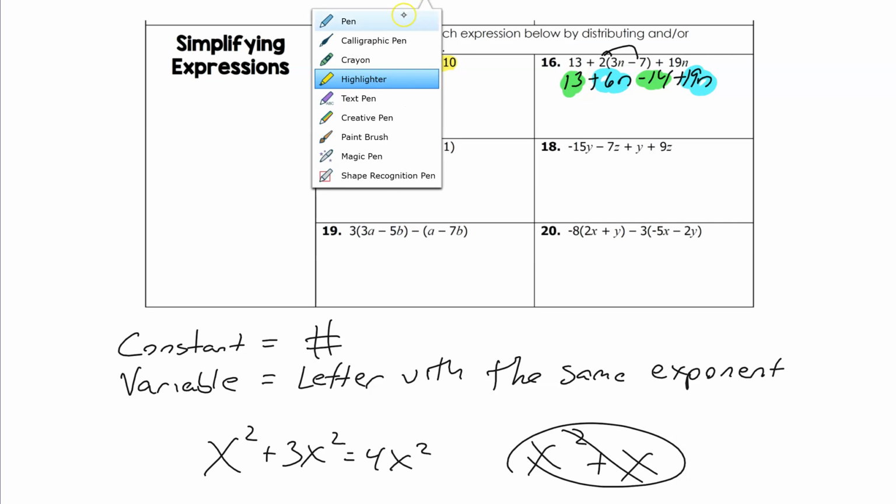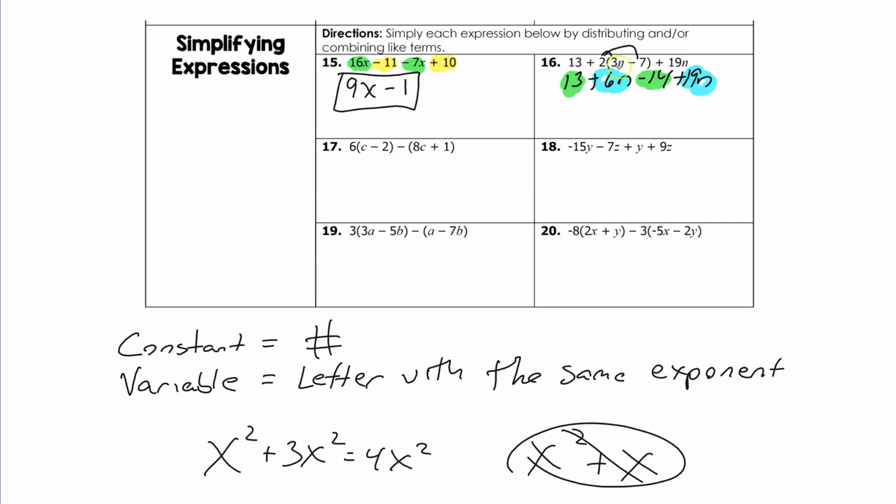So that being said, I'm going to always deal with your variables first, whatever's the highest degree. So positive 6n, positive 19n gets me a 25n. 13 minus 14 gets me negative 1. And I'm done. All right, why don't you try 17 through 20, see if you can get those down. Hit pause, and I'll be back in a sec.